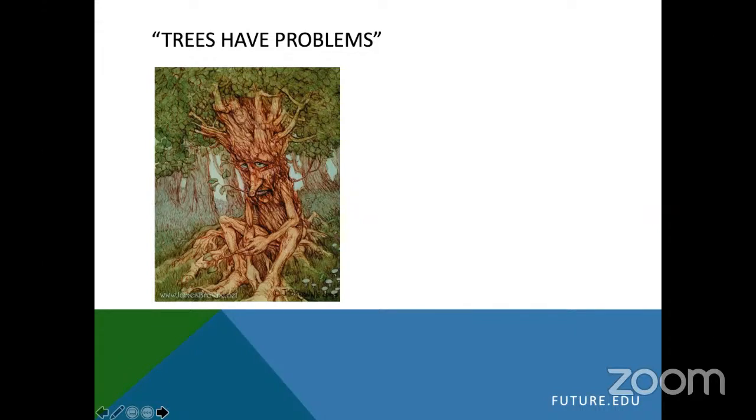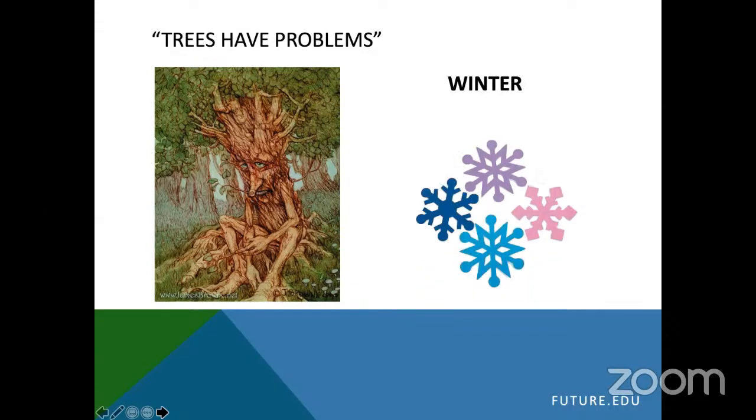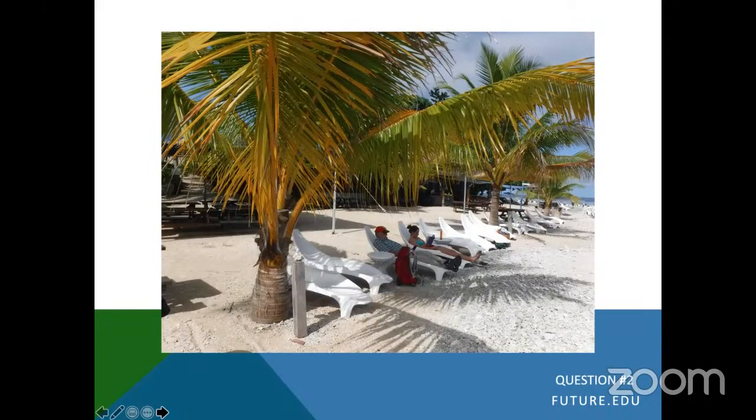One of the problems trees face is the problem of winter. Trees, like humans, evolved in the tropics. That's where their native habitat was. And as they moved north, they had to deal with the problem of winter.